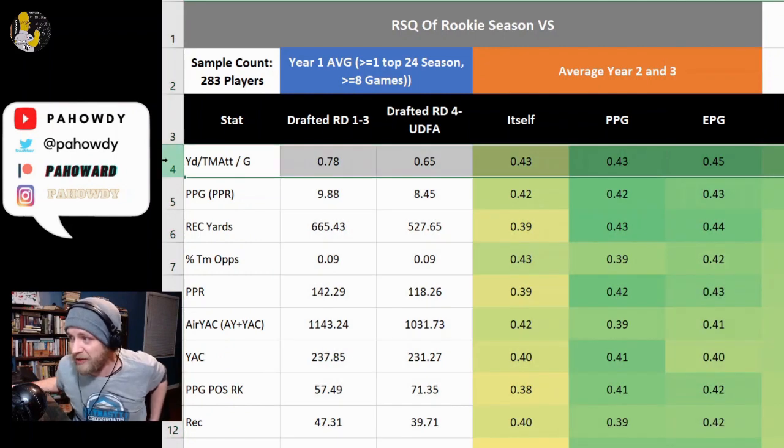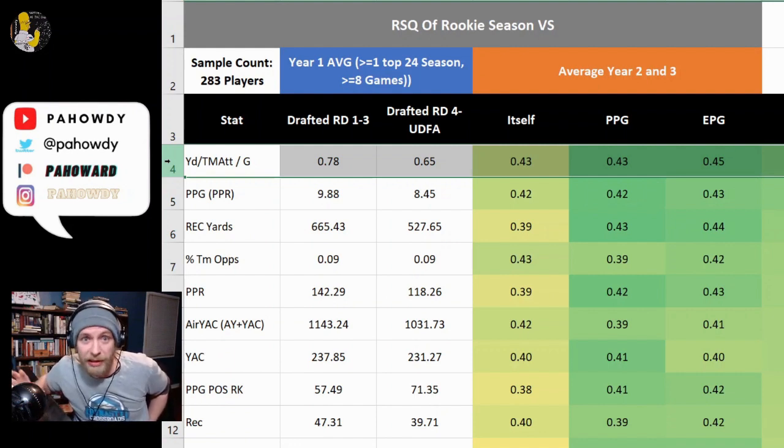Alright, so yards per team pass attempt is scoring the highest. I'm not going to use that in my article so heavily because it's not one people are that familiar with. I like it a lot. I've been using it increasingly. But I think people will be more interested in points per game and receiving yards because they are pretty much as good as yards per team attempt per game, but you don't have to calculate it.